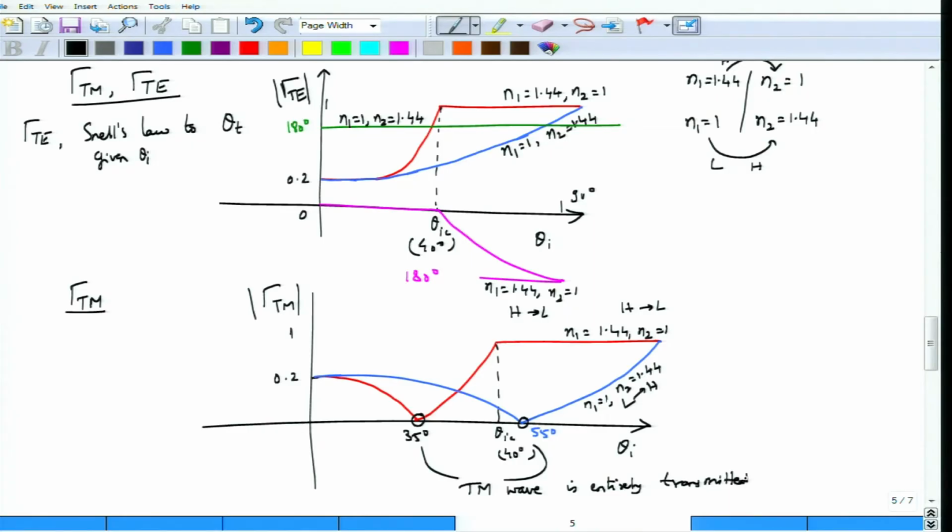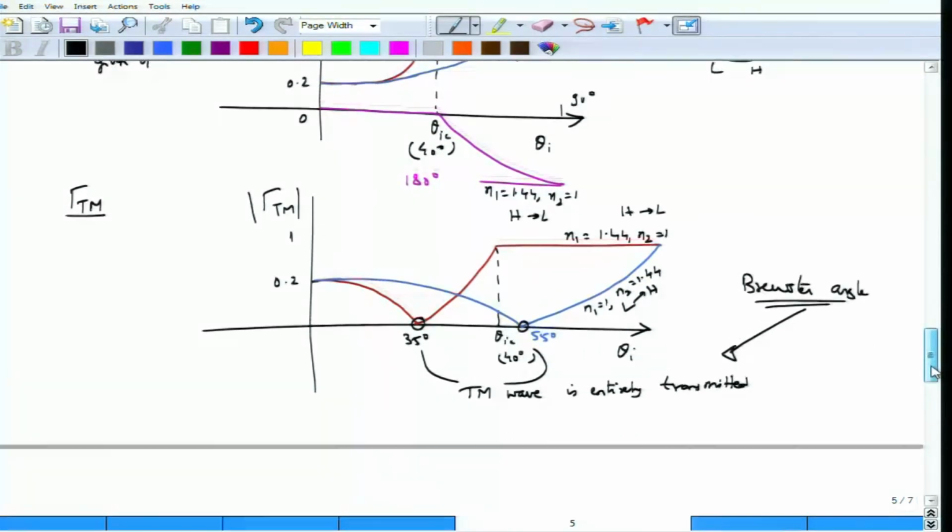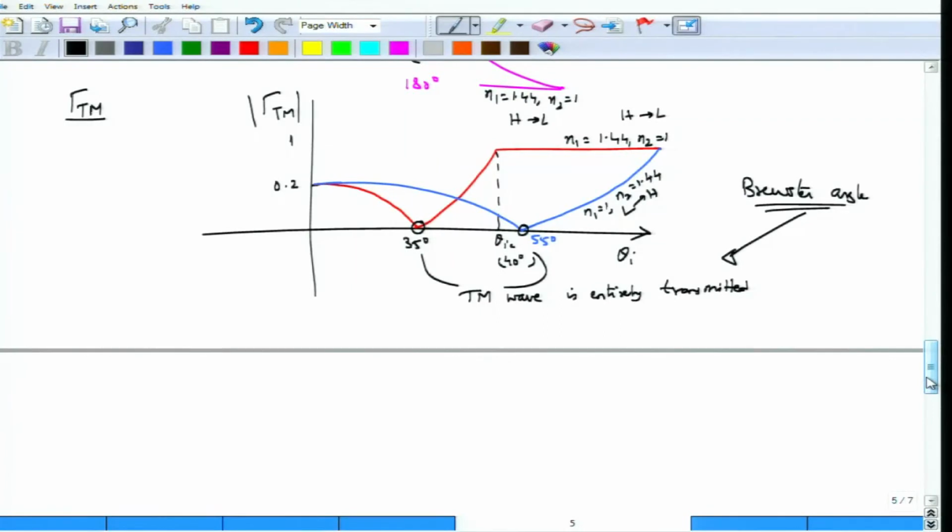This angle at which this happens is called the Brewster angle, okay. So the Brewster angle is the angle at which the entire TM wave is transmitted and nothing of the TM polarized wave actually gets reflected. It is a simple matter to derive the expression for the Brewster angle. Let me go through the derivation for you, okay.